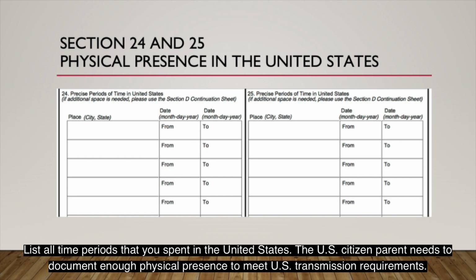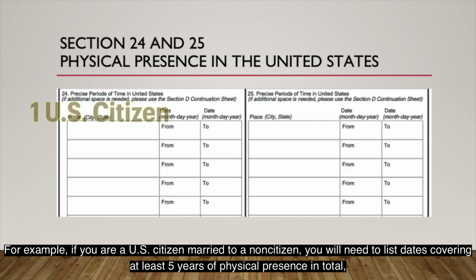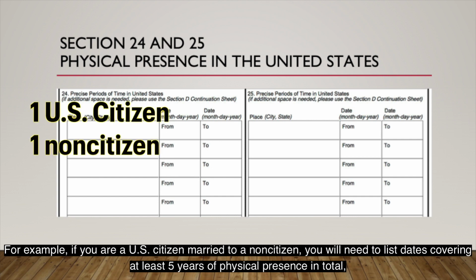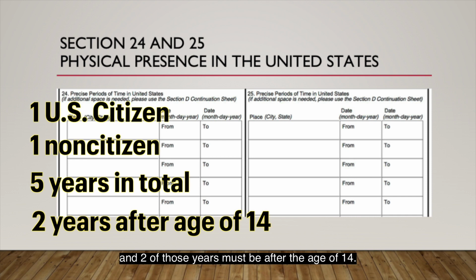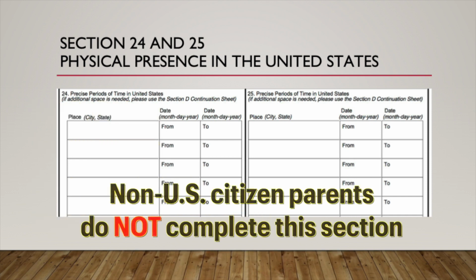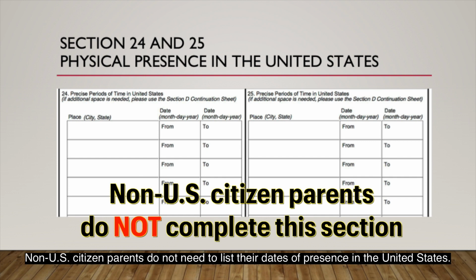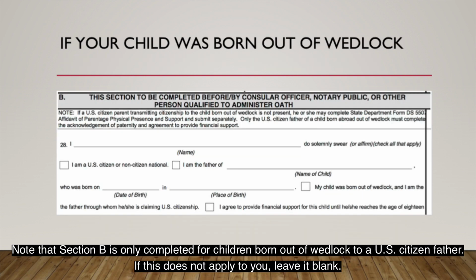The U.S. citizen parent needs to document enough physical presence to meet U.S. transmission requirements. For example, if you are a U.S. citizen married to a non-citizen, you will need to list dates covering at least 5 years of physical presence in total, and 2 of those years must be after the age of 14. Non-U.S. citizen parents do not need to list their dates of presence in the United States. Note that Section B is only completed for children born out of wedlock to a U.S. citizen father. If this does not apply to you, leave it blank.